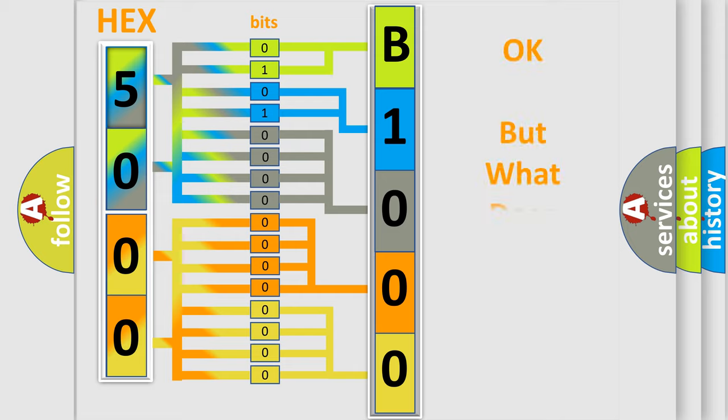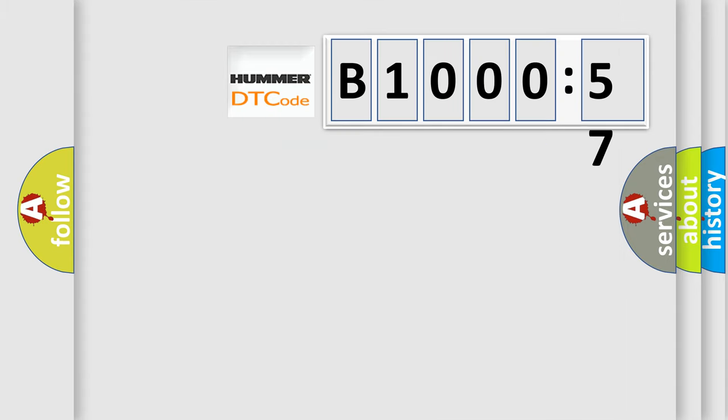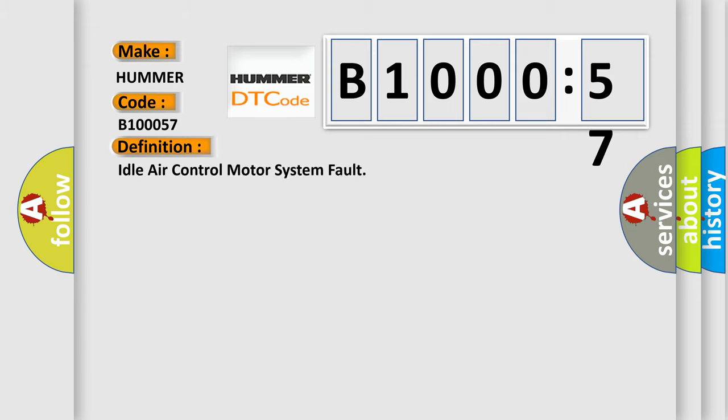The number itself does not make sense to us if we cannot assign information about what it actually expresses. So, what does the Diagnostic Trouble Code B1000-57 specifically mean according to car manufacturers? The basic definition is idle air control motor system fault. And now this is a short description of this DTC code.